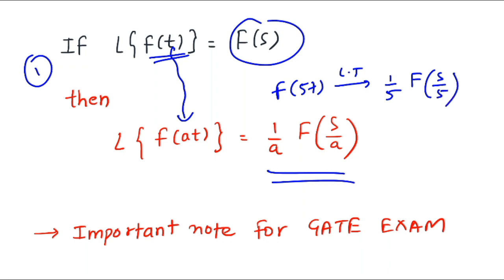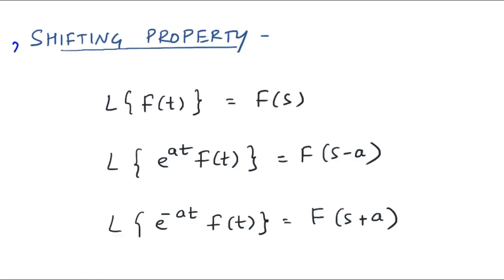So this is an important property which is asked in the GATE examination. So make sure you are noting it down. Moving forward to the second property. The second property is the shifting property.